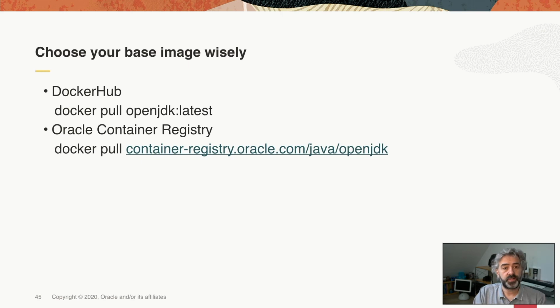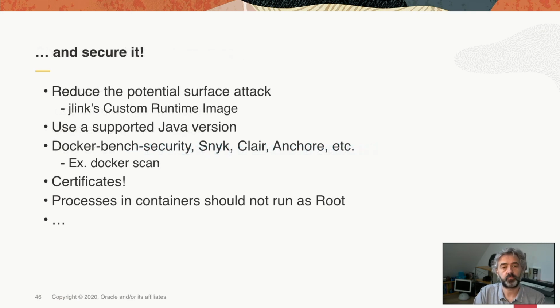If you are using the OpenJDK latest from Docker Hub, you're pretty safe. Oracle Container Registry is also hosting the latest OpenJDK builds, so that's also a safe choice. But again, don't take any random OpenJDK image that you are not really sure where it comes from. And last but not least, you should also secure that base image.